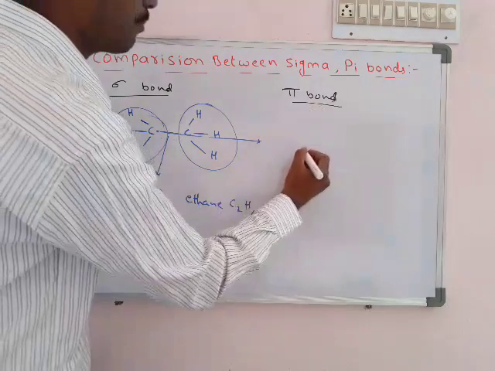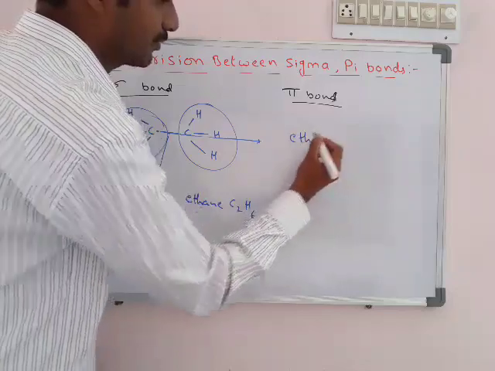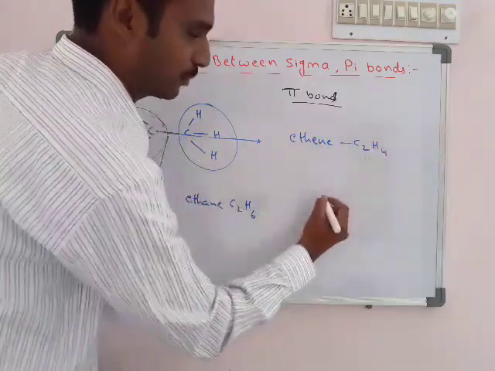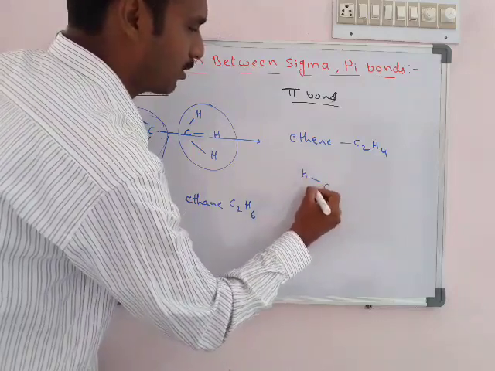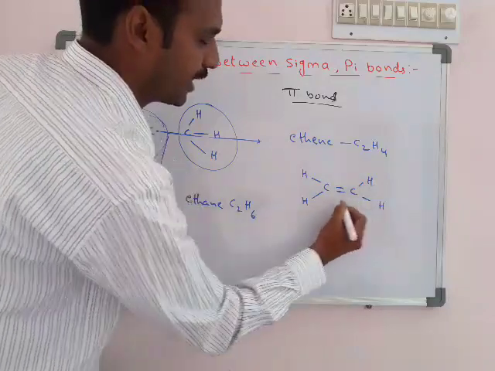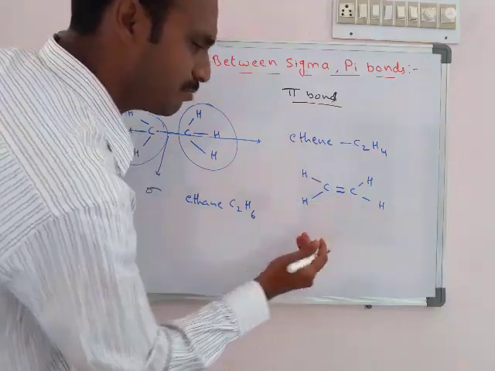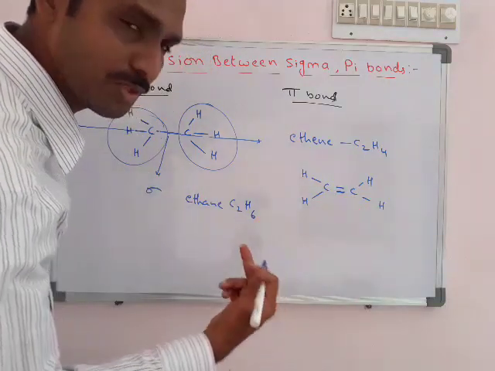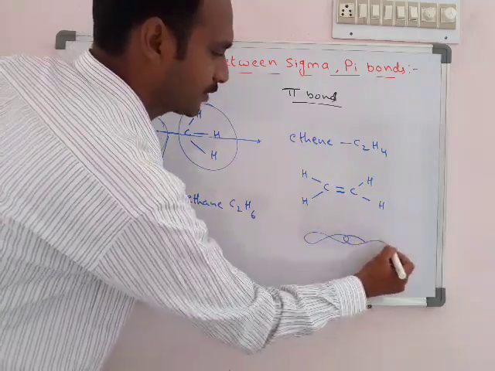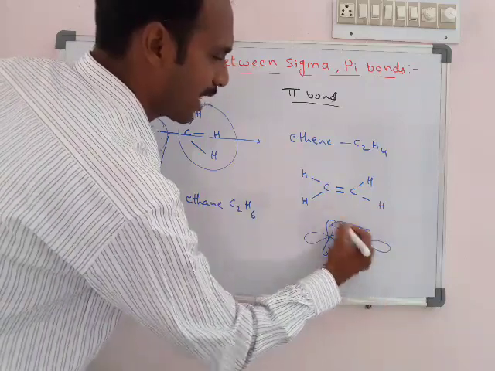But whereas in the pi bond, I will take the example of ethene. So what is the ethene formula? C2H4, it looks like this. In carbon, there is one sigma bond and one pi bond. The sigma bond has straight-wise overlapping, but it allows the rotation. For example, here the overlapping happened. Next, here, because of the pi bond, side-wise overlapping also happened.